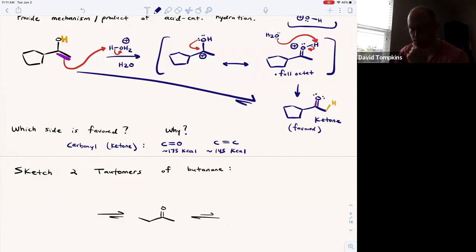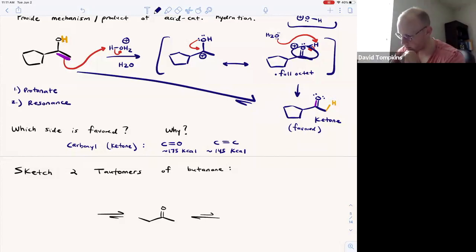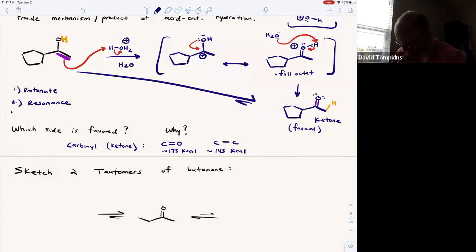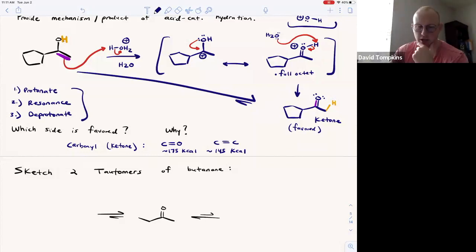But overall, tautomerization is just protonate, draw a resonance structure, which is not a step, right? It does not take time, but we just draw the resonance structure to remember that this pi bond can develop. And then we deprotonate. And we want to make sure that if there's any charge at all for the intermediates, because we are in an acidic solution, we use positively charged intermediates because we have an excess of H plus.